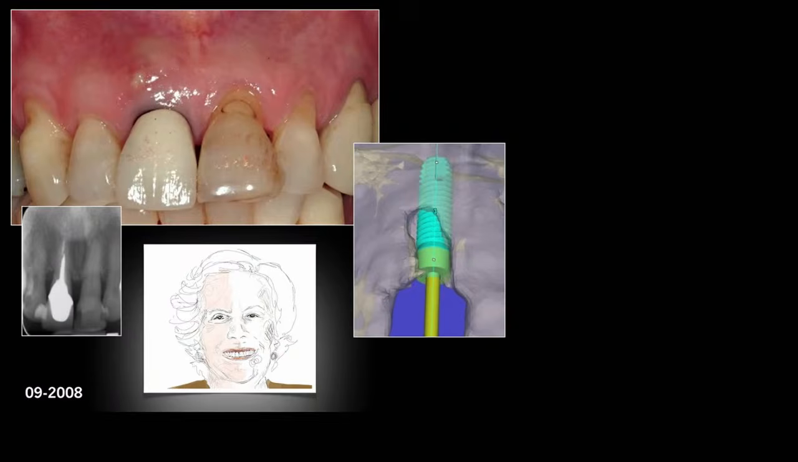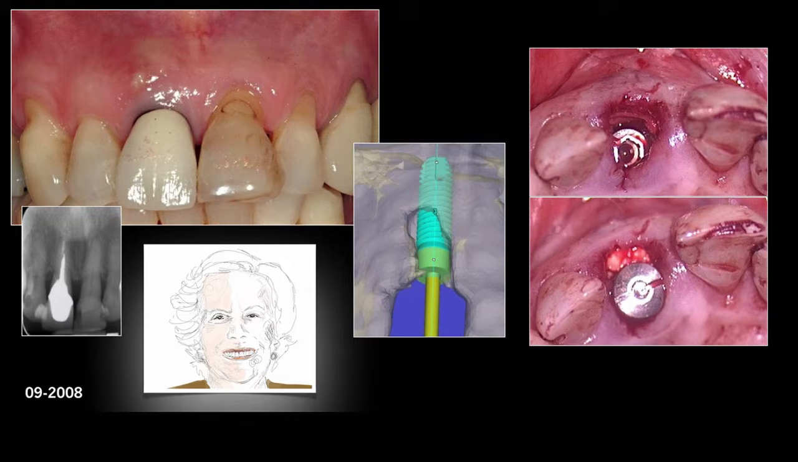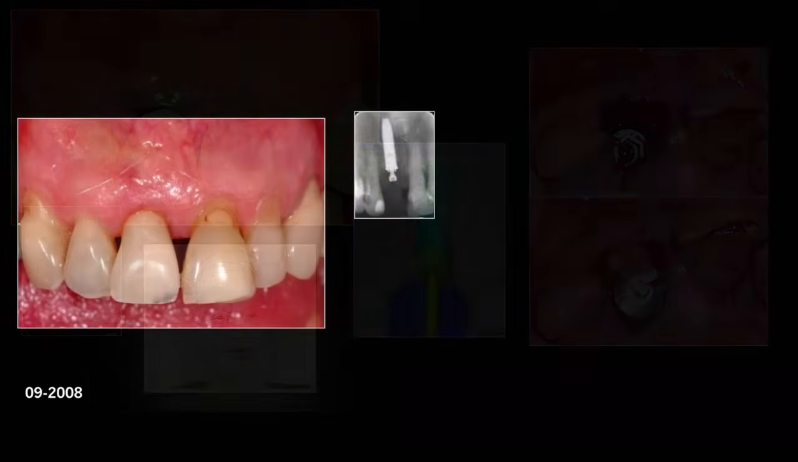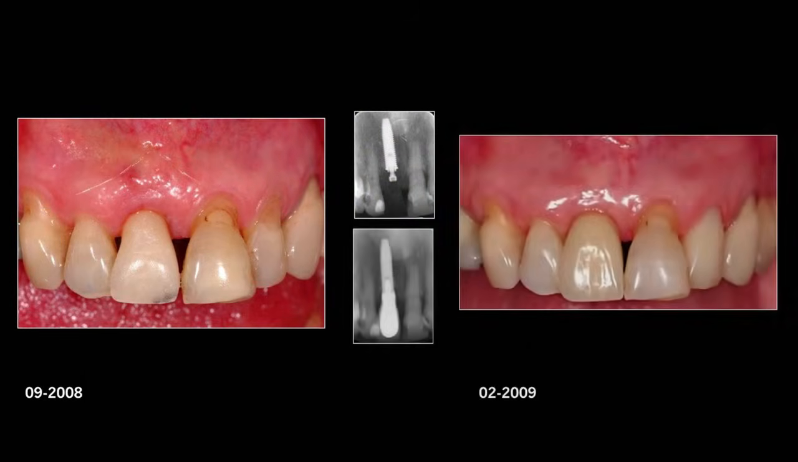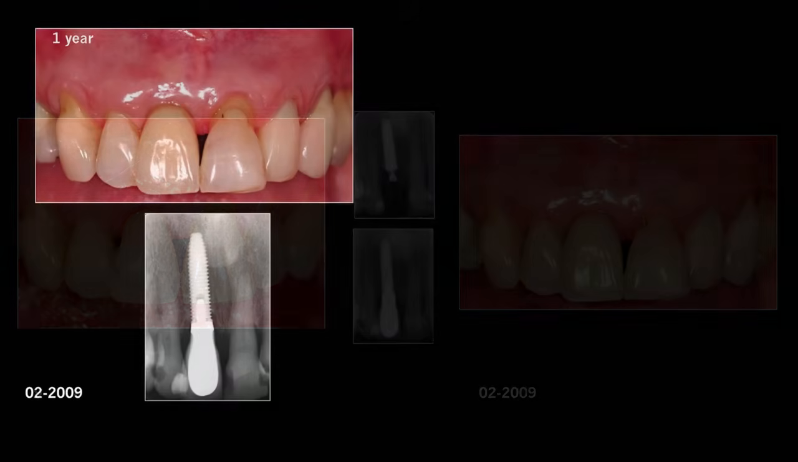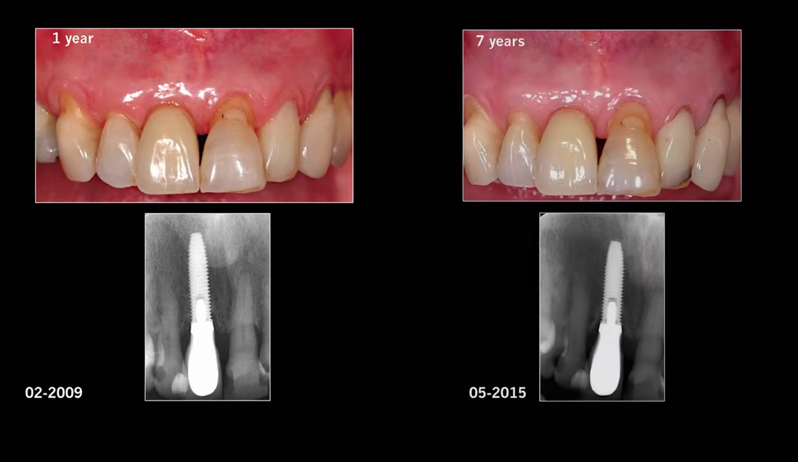We initiated this way in 2008. This is our first case, an old lady with a fracture. We treated this lady, and she was followed over time for 7 years, because we ended our study in 2014. As you can see here, comparing the first year with 7 years, tooth number 11, which is the implant-supported restoration, is more stable than the neighboring teeth.